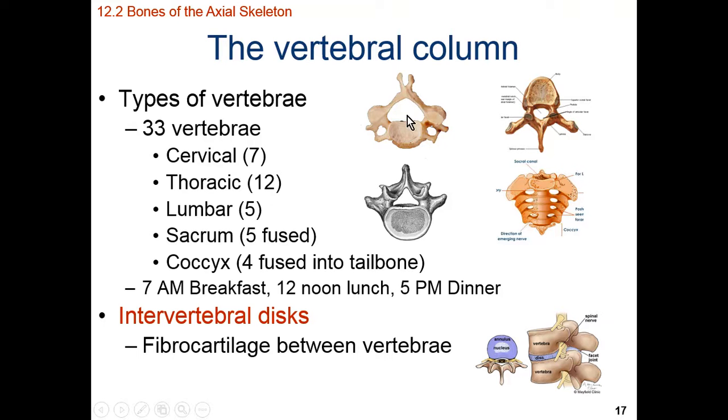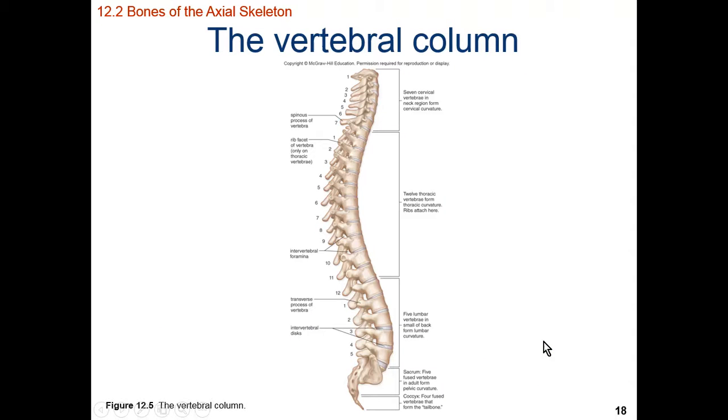And in between the cervical, thoracic, and lumbar vertebrae, we have shock absorbers. We have intervertebral discs that are made of fibrocartilage that help to absorb pressure on our spine. Here's a picture of the natural curve of the vertebral column. We number our vertebrae from the top down, or from the superior to inferior direction. And we restart the numbering sequence every time we switch vertebrae type.